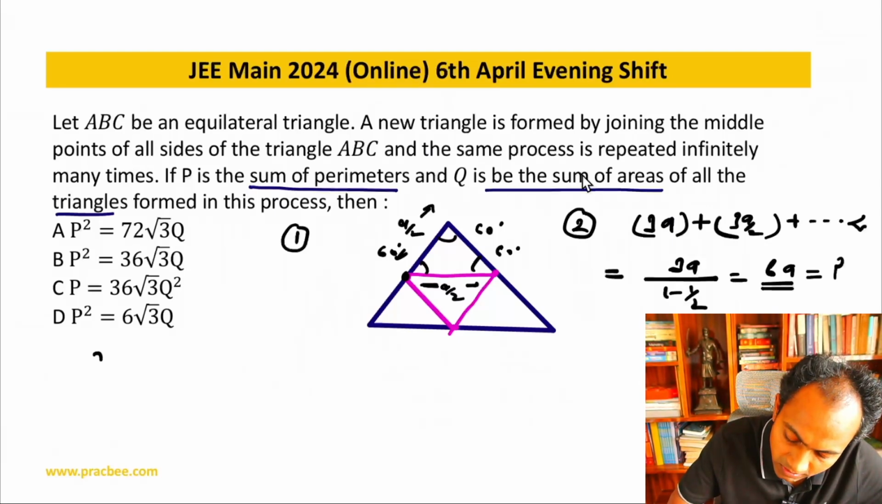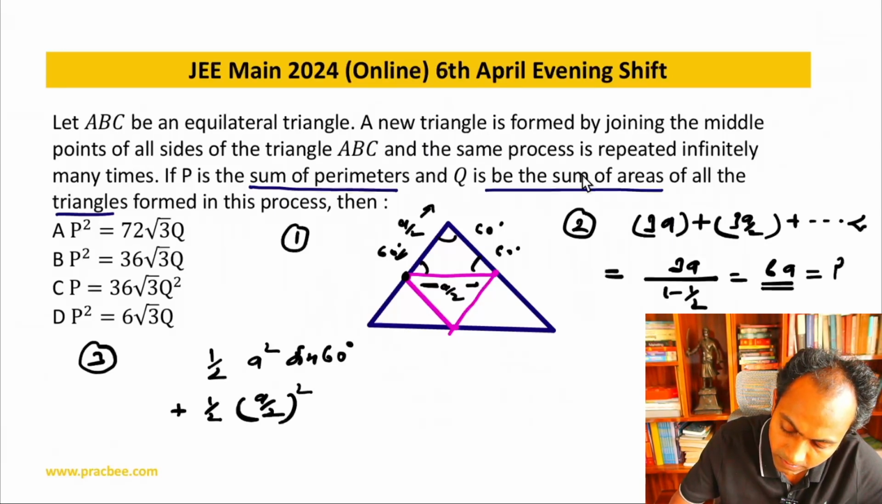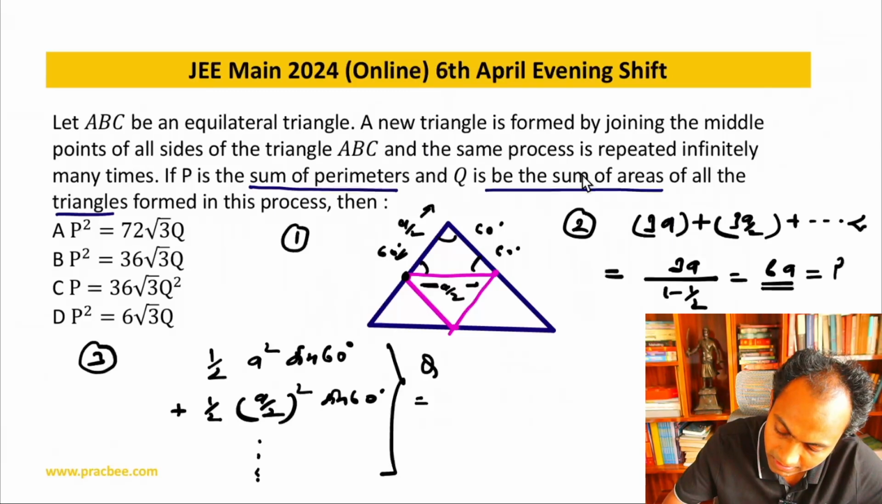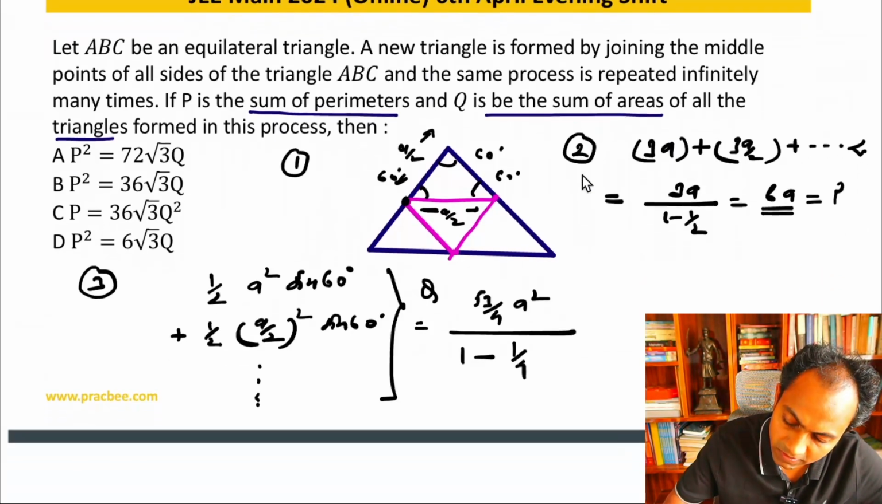If I move towards the next one, in which we want to find the area, the area of the original triangle will be half of the product of the sides and the sine of the angle between them, half of AB sine theta. Now in the next round, since the side becomes half and the angle did not change, it will become 1 by 2 a square sine 60 degree, and this cycle will continue. So if I want to find the sum, which is given as Q, the answer becomes a, that is root 3 by 4 a square divided by 1 minus r, where r will become 1 by 4. If I simplify this, this becomes a square by root 3.